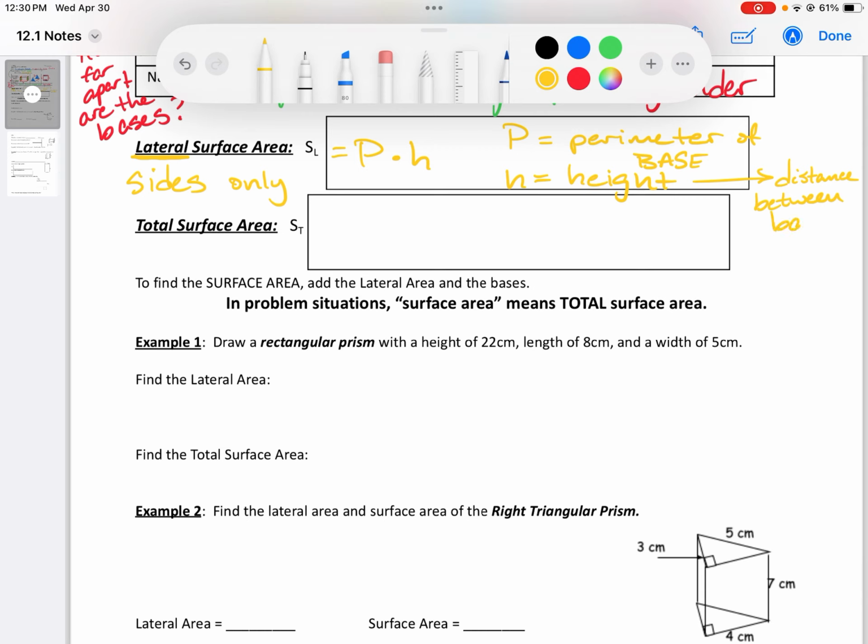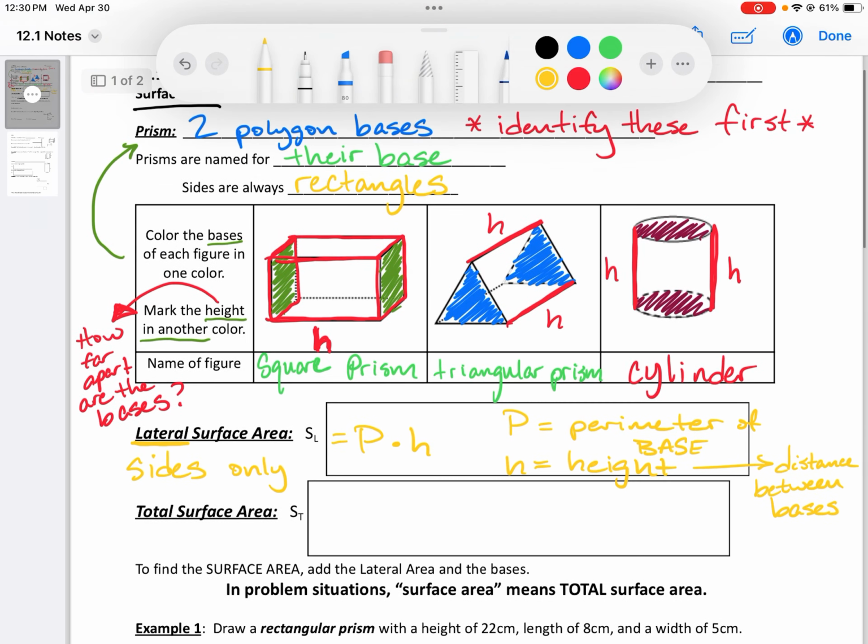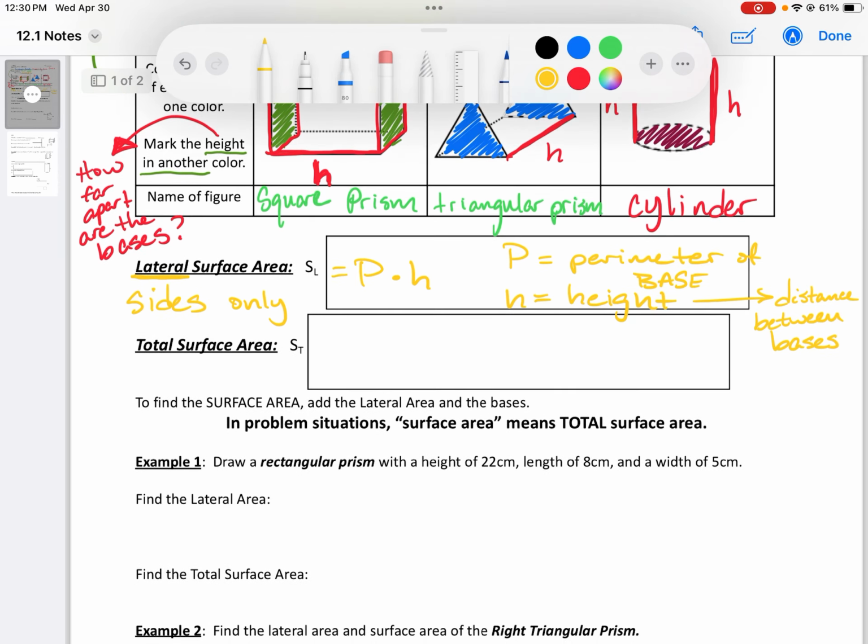Distance between bases. That's our height. And that's sides only. So remember, like all of these shapes, they have sides, and we're ignoring the colored in part to start with. Think of it as like you're ignoring the top and the bottom, or the two furthest sides. Whatever those polygon sides are, you're leaving those out for lateral surface area. But for total surface area, you're including it. It's going to be the sides and the bases.